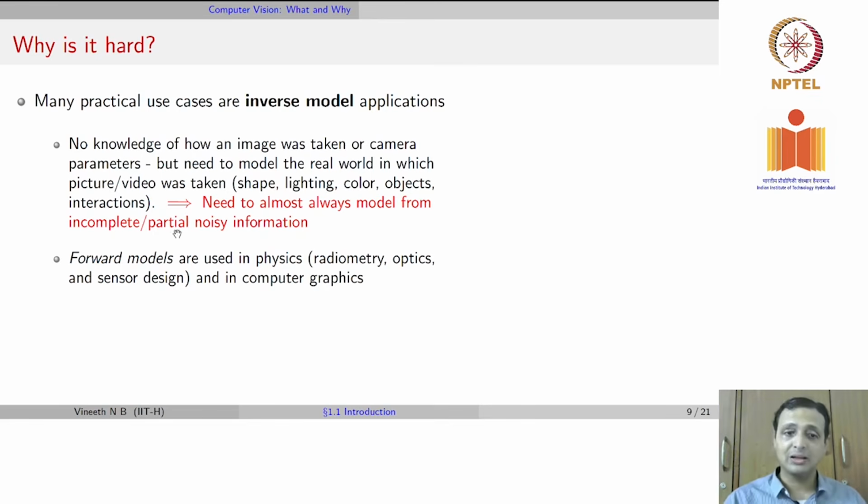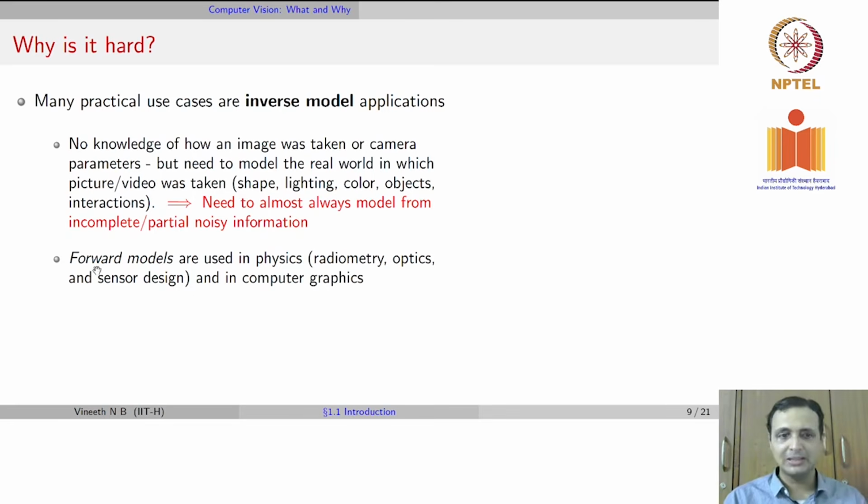And often in practice, we almost have to model this from incomplete, partial, noisy information. By that we mean there could be noise in the image. The noise could come from some motion blur, could come from a noisy speck on the lens, could come from noise on the CCD or the CMOS silicon that captures the image, or could come from just the processing elements that were involved at various stages of the pipeline. The noise could come from anywhere.